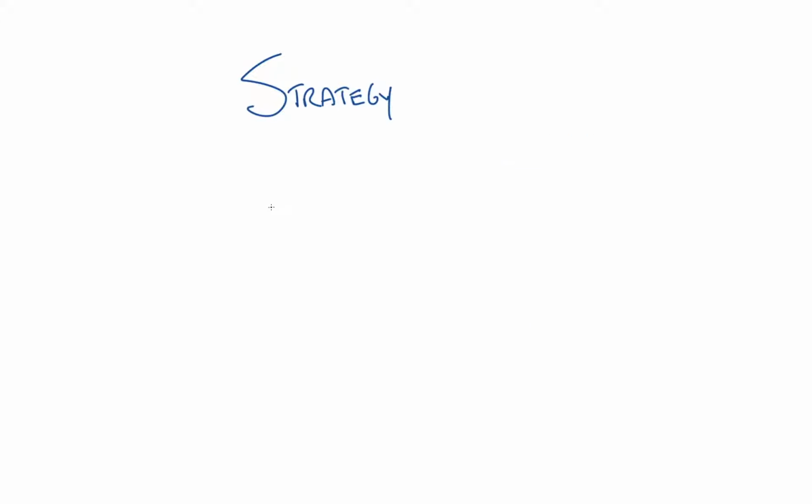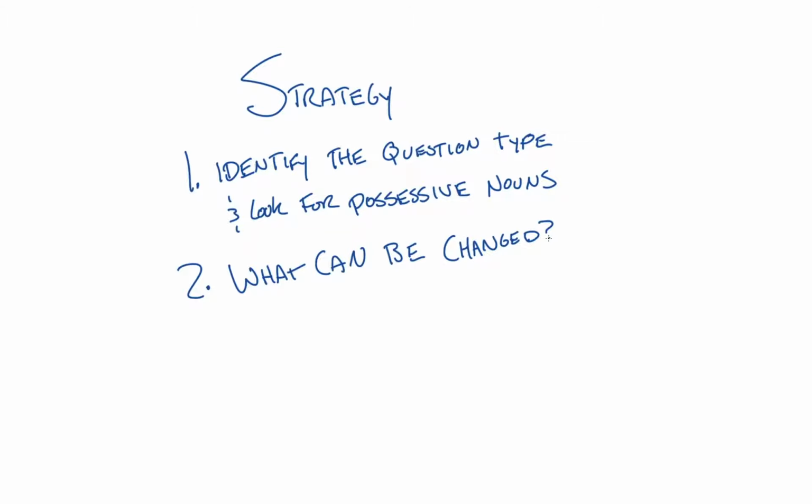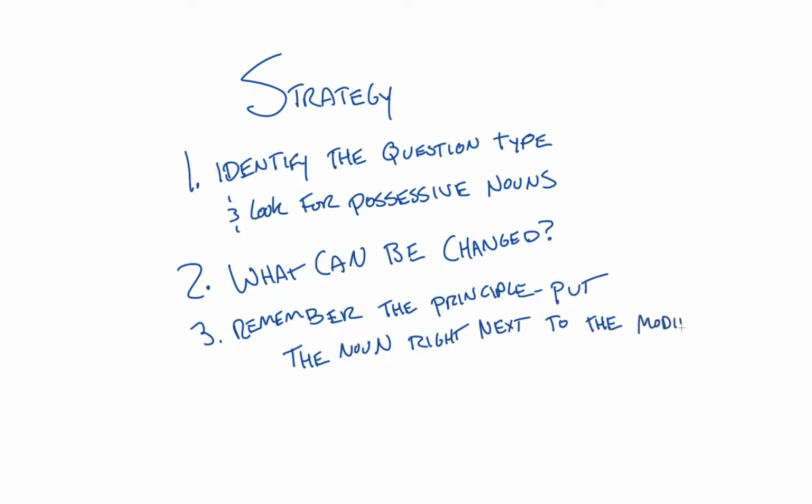Let's review the strategy here. So, number 1, identify the question type. I identified that this was a modifier placement question because of the choices, and because of the presence of that possessive noun. And then I considered which part of the sentence was available for me to change. When the noun is underlined, you change the noun. When the modifier is underlined, you change the modifier. And finally, remember the principle. The noun should go right next to the thing that's modifying it.